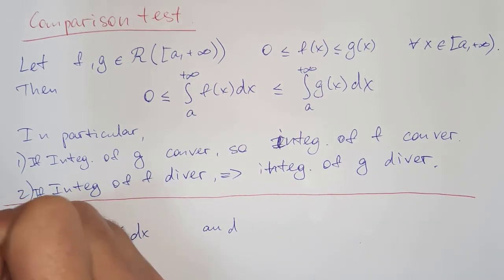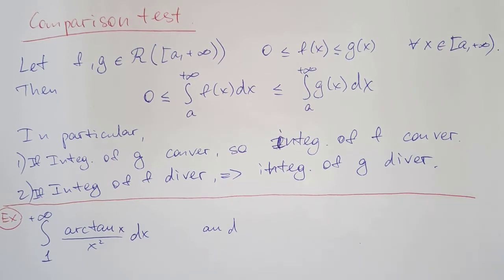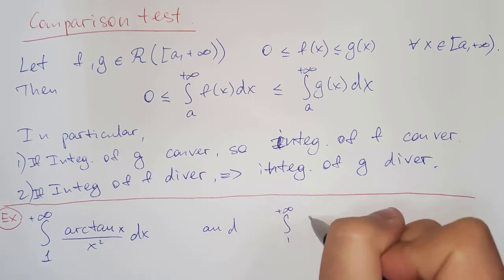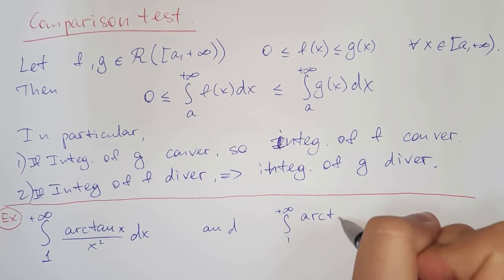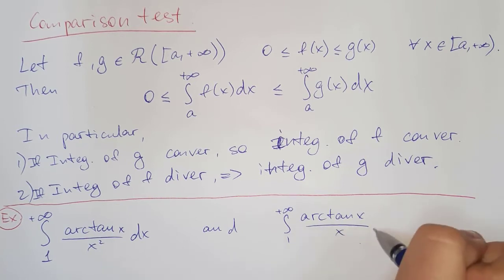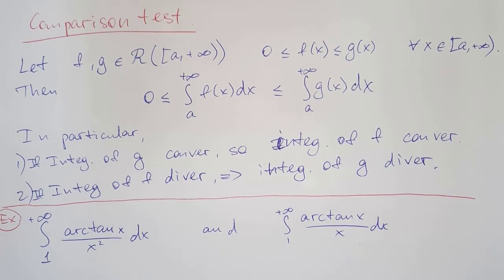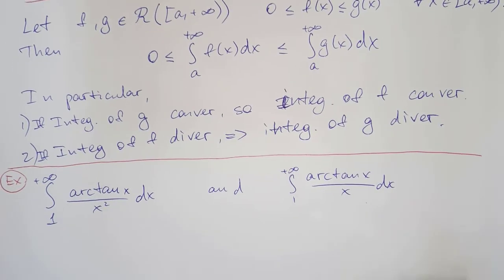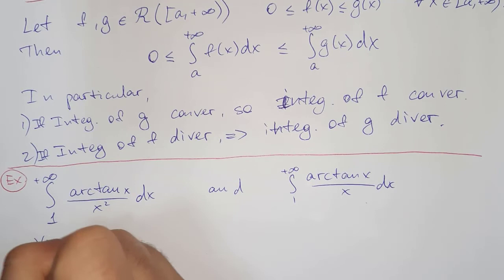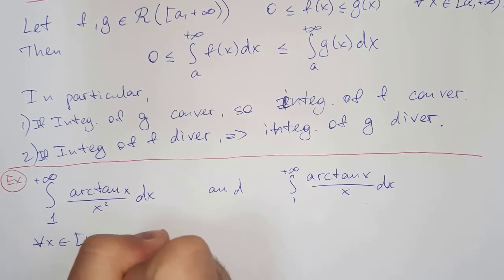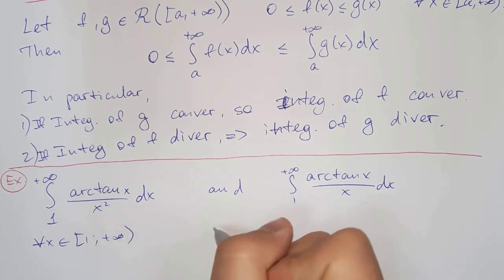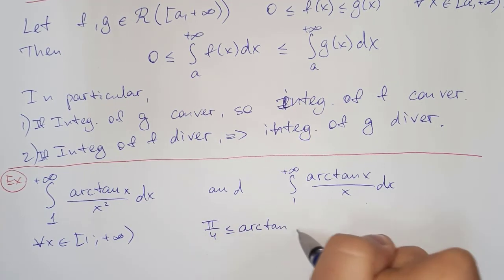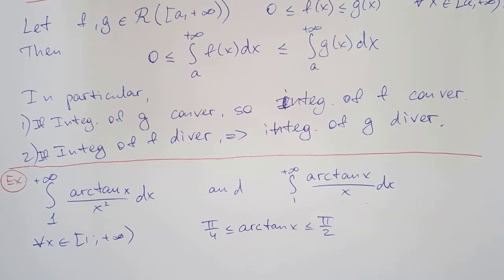the integral from 1 to plus infinity of arctangent x over x dx. Discuss the convergence of the integrals. So for all x from 1 to plus infinity, we have the following inequality: pi over 4 is less than or equal to arctangent x, which is less than pi over 2.